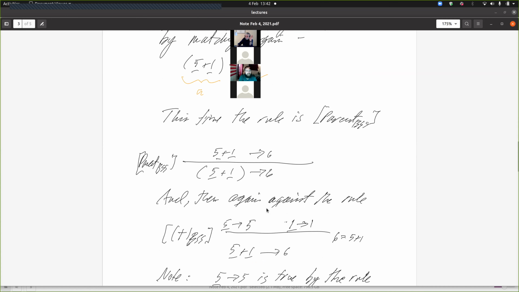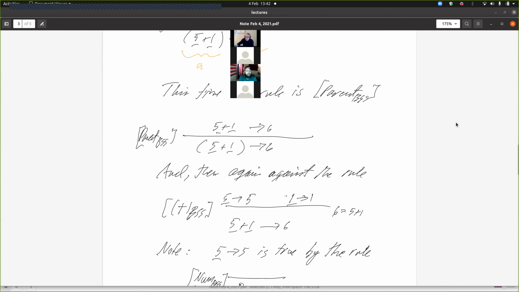There's a little bit of a tendency to want to skip this one because you sort of think of parentheses as not really being there, but they're there in the derivation.